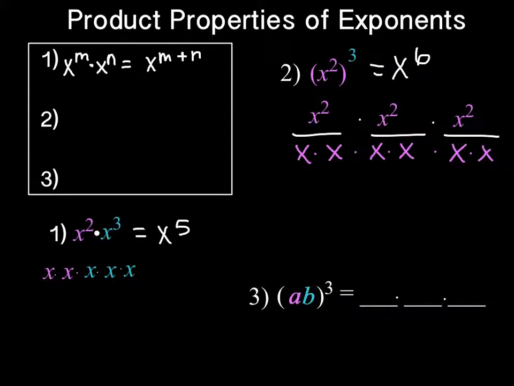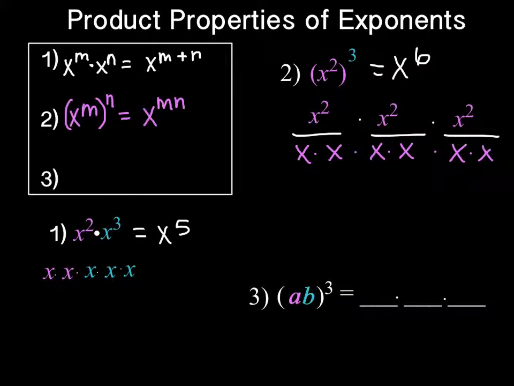So if you don't want to use the expansion method, power to a power, you're allowed to multiply the exponents. So over here, that would look like if you have something being raised to a power to another power, your final answer, you're allowed to multiply the powers together.